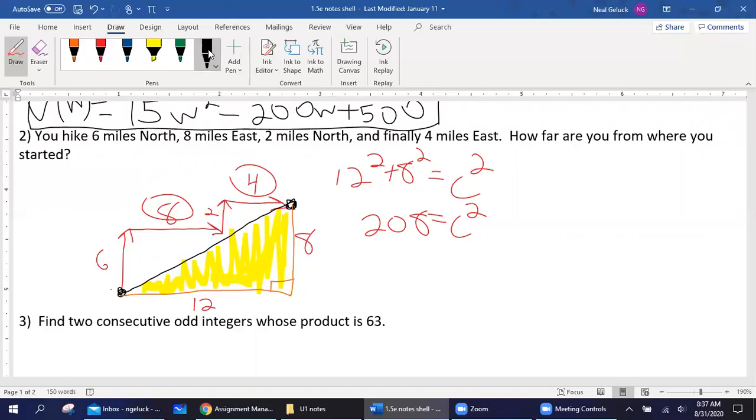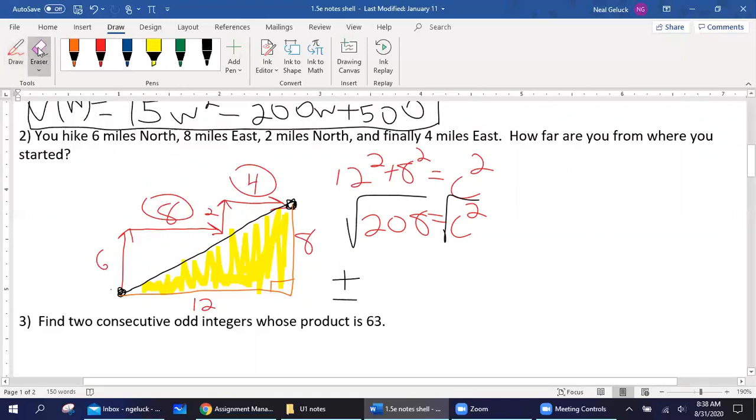This technically is a quadratic that I'm solving. It's a very simple quadratic, but I do have c squared. So to get c by itself, I'm going to take the square root. Now, technically, I'd usually have a plus or minus out in front of this, but I don't need that on this problem because I'm talking a distance, so I know it's going to be positive.